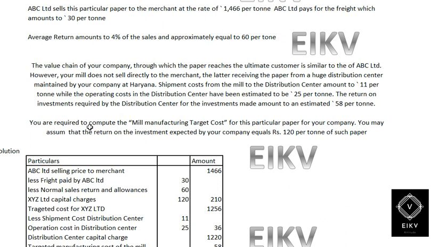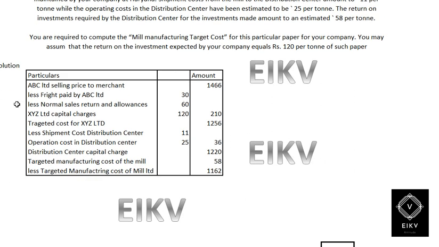While computing the targeted cost, you need to work from the sales price and cut all the expenses, and you will get a particular cost on which you need to include every direct or other expense. So I'm directly going to the solution. In the solution, I have made a table which contains three columns: particulars, a sub column, and an amount column.